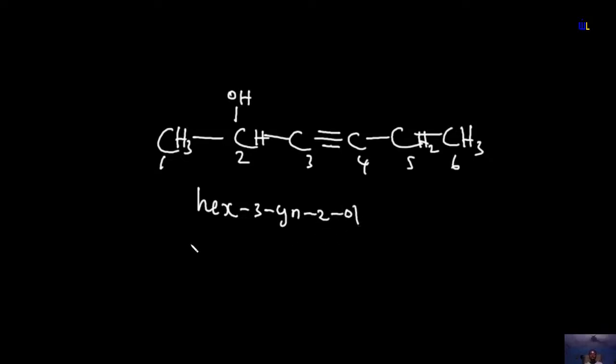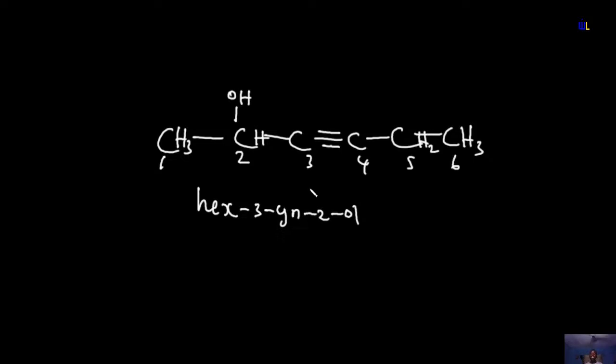So this is the name of this compound: hex-3-yn-2-ol. Any confusion? Remember, I take it again. Now what I basically did was hex for the 6. Because there is a multiple bond, I have to show where the multiple bond is before I continue. So that's 3, and the multiple bond is yne.